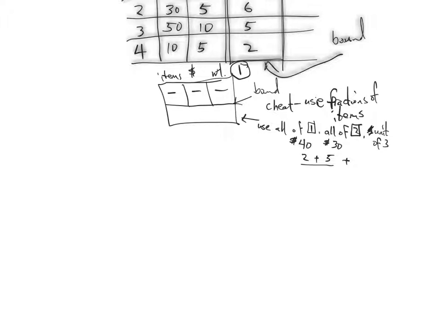We have 7 pounds so far, and W is 16, so we can actually use 9 pounds of item 3 to equal 16, and the dollar value will be 9 units times the value of 5. So that's 45. So the bound here is, this is really hard to read, 40 plus 30 plus 45, which is 115. So we can't possibly make more money than 115.